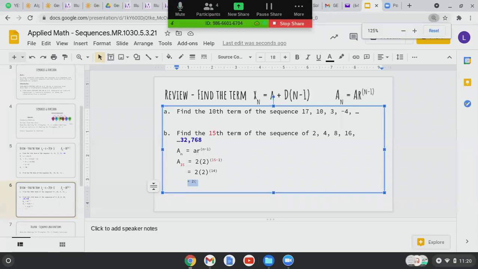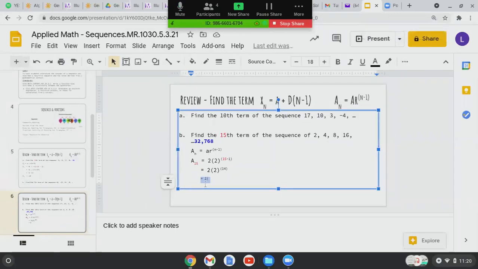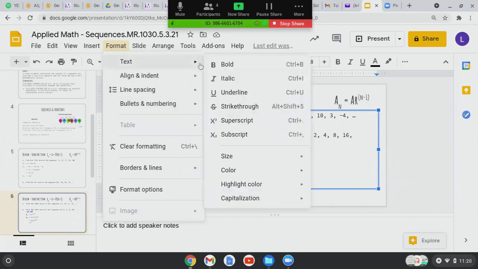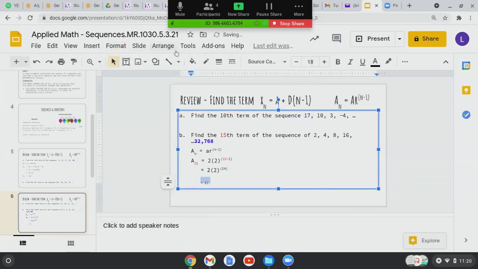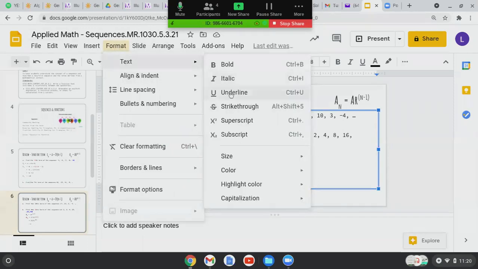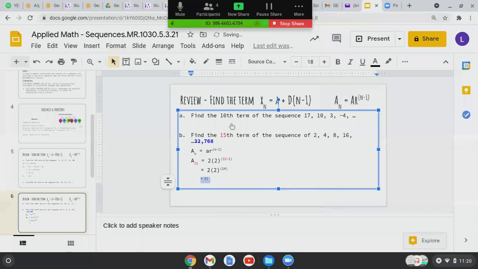So what happened? What's 2 to the 14th, somebody? 2 times 14 is 28 though, right? No, but yeah, 2 times 14 is 28. But we want 2 to the 14th power. 16,384. Yes.